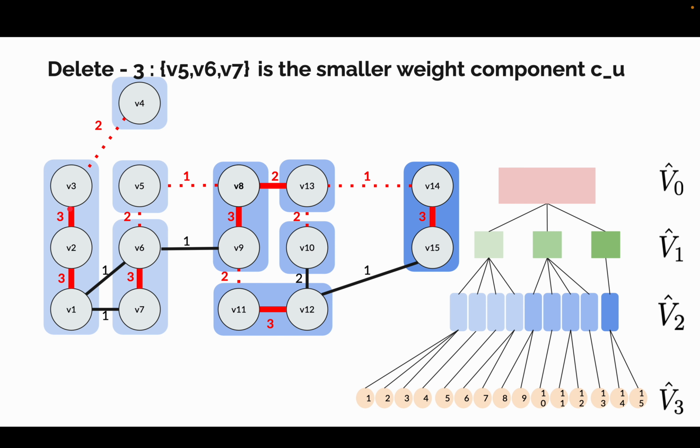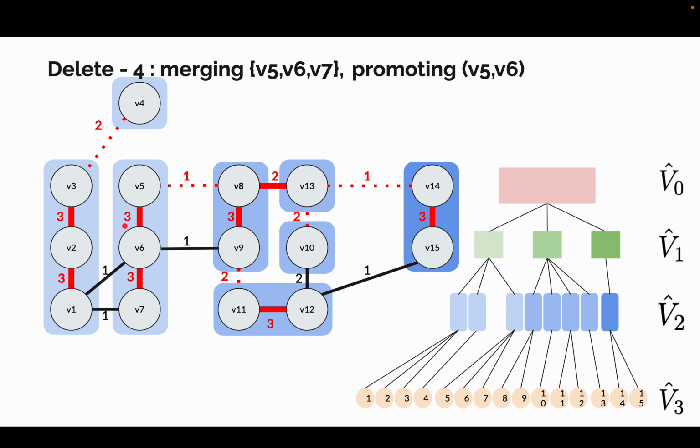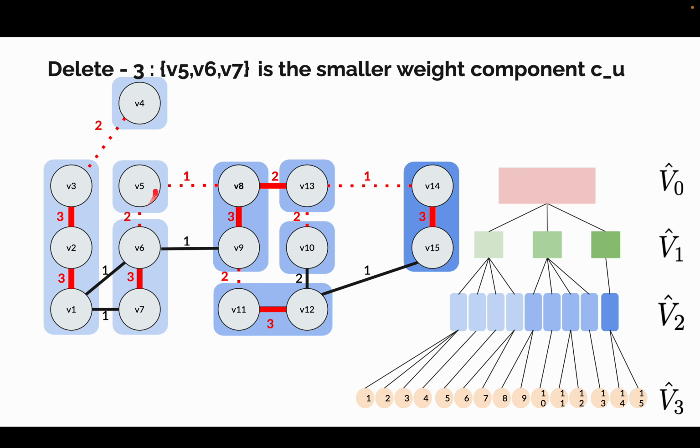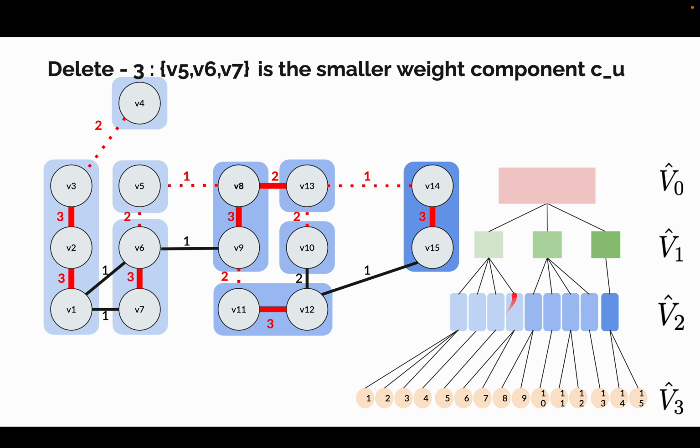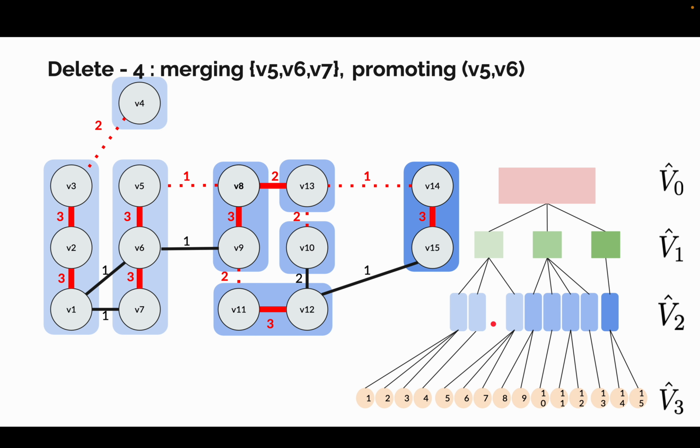So V5, V6, V7 is the smaller weight component, which is CU. So we merge it and promote the edge within it. Okay, merge and promote, right? So we just merge these two light blue connected components and promote the spanning tree edge within the connected component. So don't forget to update the hierarchy tree correspondingly. All right.